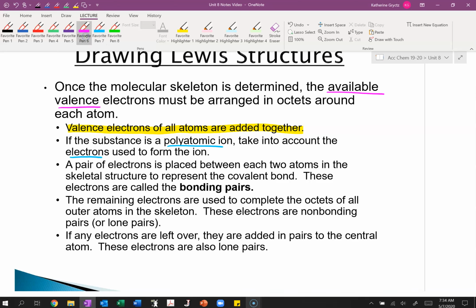When you're drawing this, you're going to put a pair of electrons between each two atoms in the skeleton. Those represent covalent bonds, and those are called the bonding pairs. Then, after you've connected the middle atom to the outer atoms, you're going to use the remaining electrons to complete the octets, which is, remember, 8, of all the outer atoms. Those are called non-bonding pairs or lone pairs. And then any electrons that are left over after you've done that are added in pairs to the central atom.